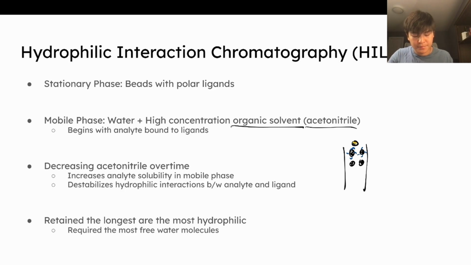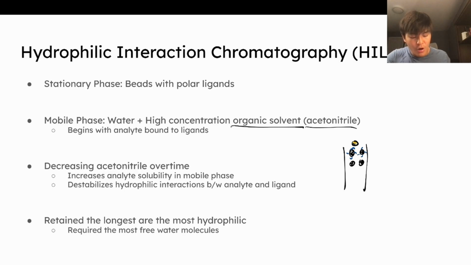And this organic solvent obviously does interact with the hydrophobic section, but it's not going to really dissolve these proteins as much because, like we said, polar interactions, like dipole-dipole interactions and H bonds, are stronger. So these guys will just be chilling there. Maybe the very hydrophobic proteins will get dissolved, but let's just assume they're all chilling on the ligands. Now what we're going to do is decrease the concentration of acetonitrile over time.